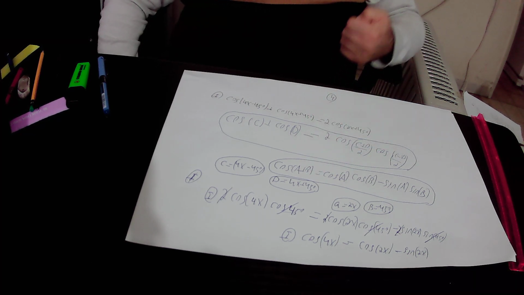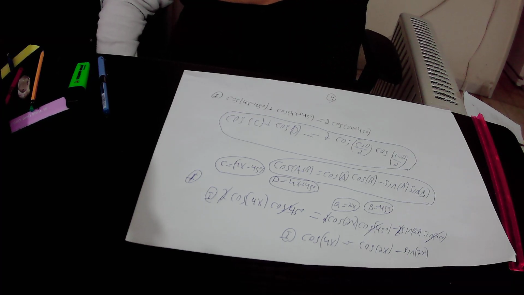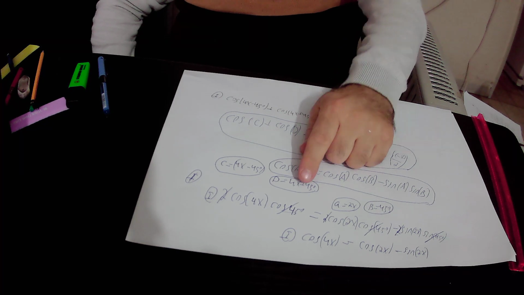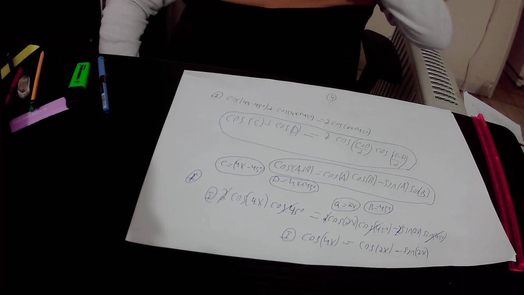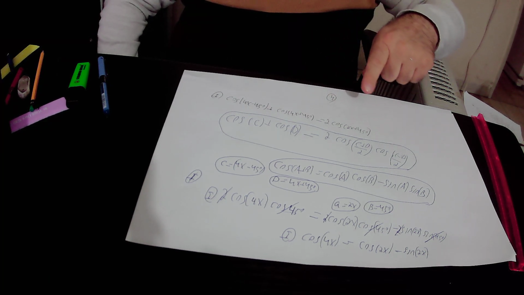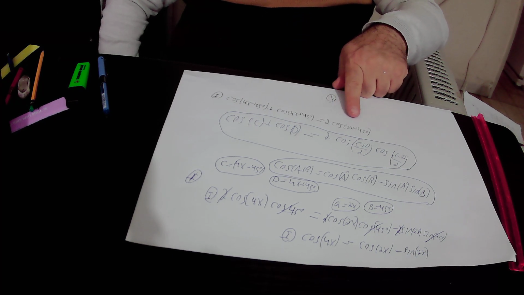But because of the fact that cosine minus 45 degrees equals cosine 45 degrees, we change the cosine minus 45 degrees to cosine 45 degrees. And here we have actually cosine a plus b.